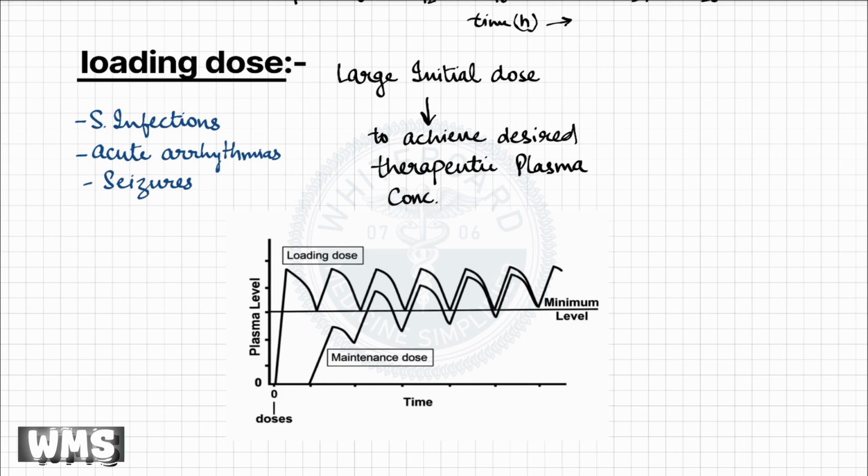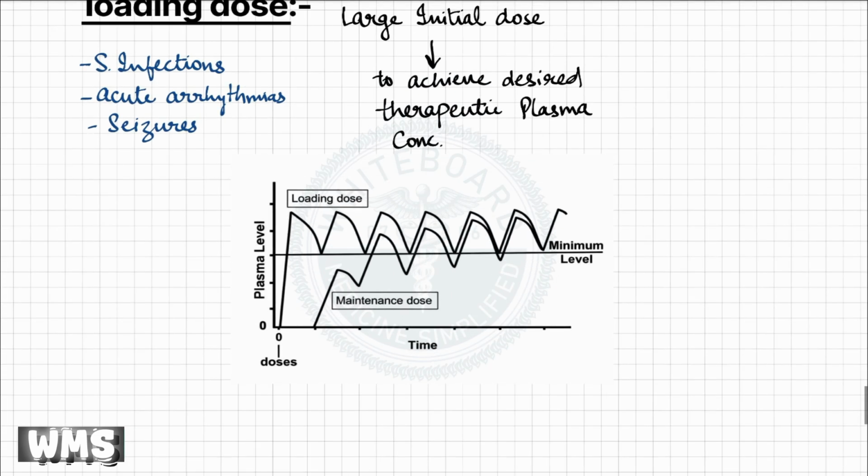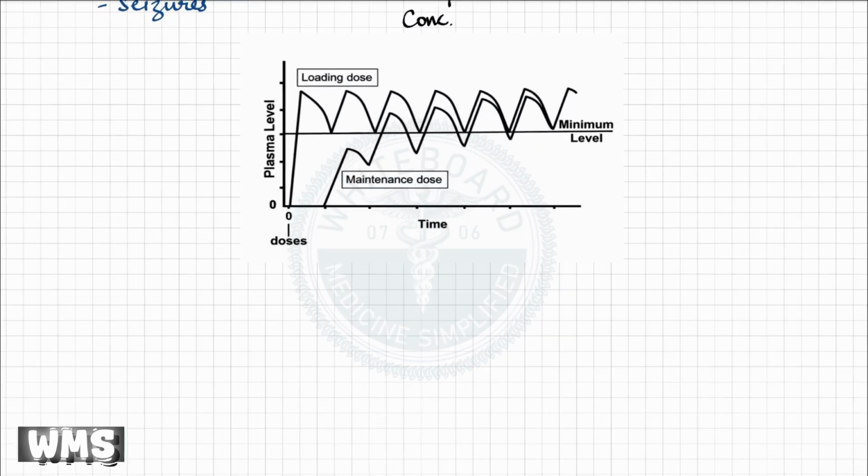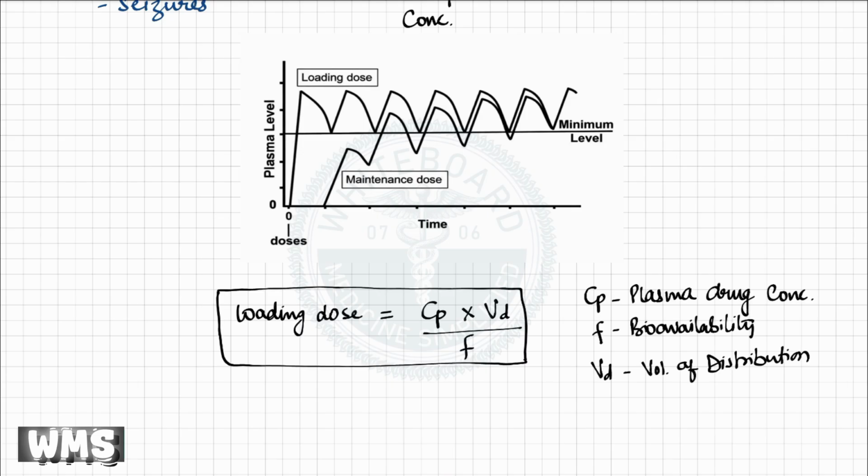Once this target concentration is reached quickly using the loading dose, we then continue with regular maintenance doses, whose job is simply to replace the amount of drug that is eliminated and keep the plasma concentration stable. In simple terms, the purpose of a loading dose is to help us reach the effective drug level quickly, while maintenance doses help us maintain that level. Mathematically, the loading dose is calculated using this formula, and from this formula, it becomes very clear that the larger the volume of distribution of a drug, the larger the loading dose required.